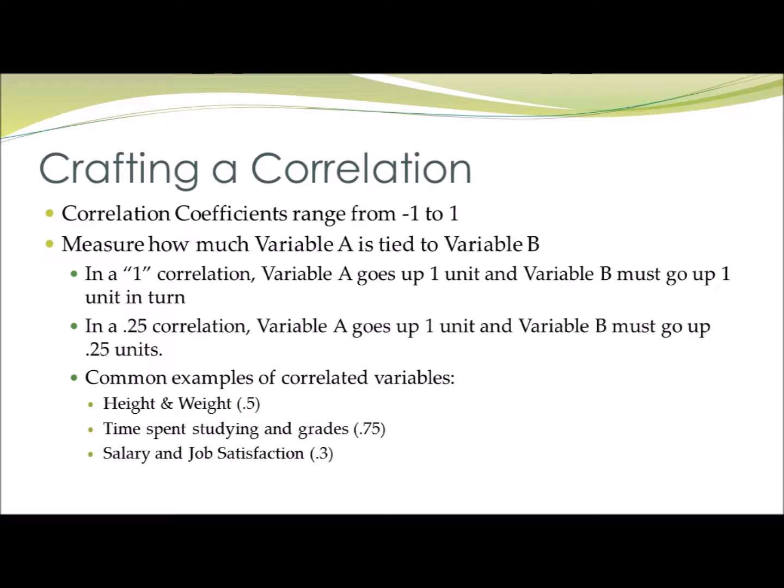So, on that second bullet point, variable A is tied to variable B. In a 1 correlation, variable A goes up 1 unit, variable B must go up 1 unit in turn. In a 0.25 correlation, variable A goes up 1 unit, variable B must go up 0.25 units.